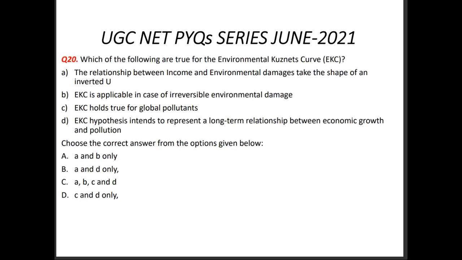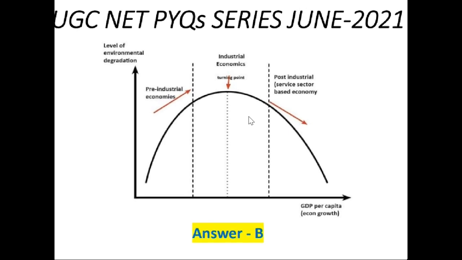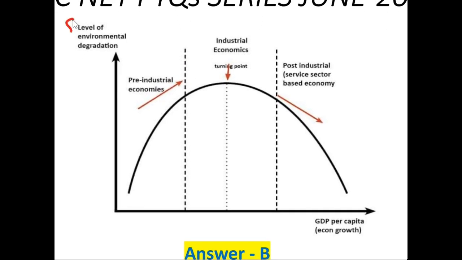Next question. Which of the following are true for the environmental Kuznets curve? The relationship between income and environmental damages takes the shape of an inverted U. First of all, let me show the environmental Kuznets curve. This is the environmental Kuznets curve. This curve shows the relationship between the level of environmental degradation and the GDP per capita.